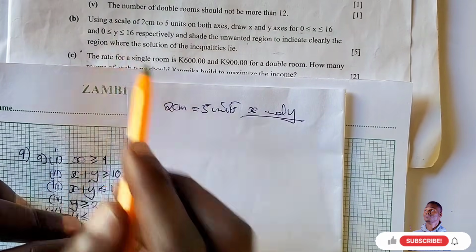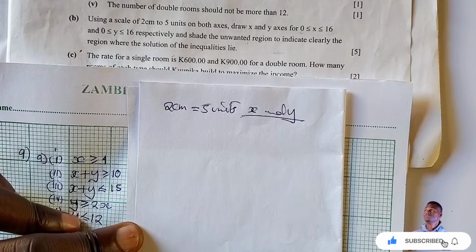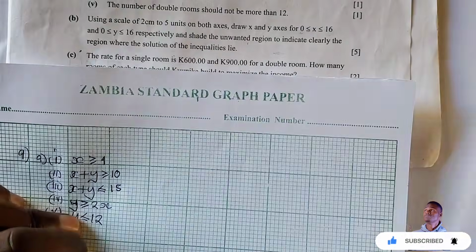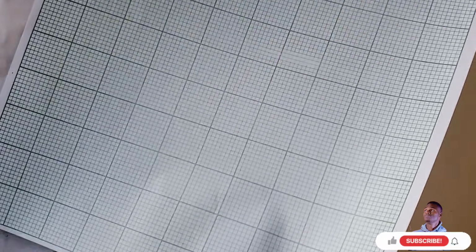Even here, same one? Yeah. Okay, respectively, shade the unwanted region to indicate clearly the region where the solution of the inequalities lie. Okay, simple. Let's start working.